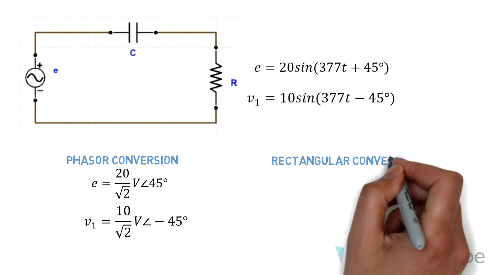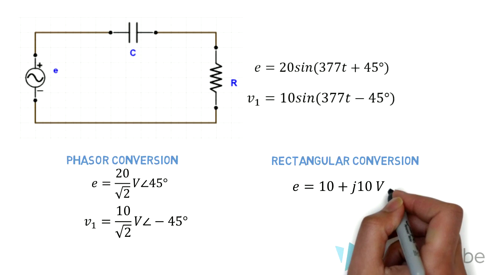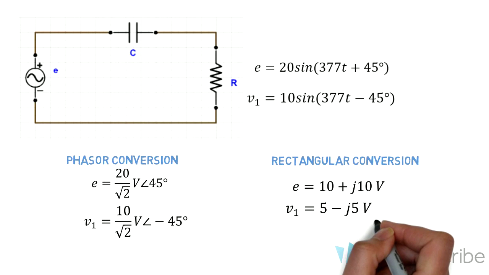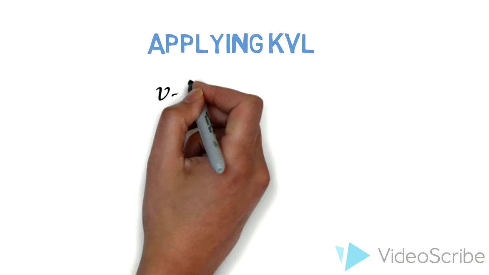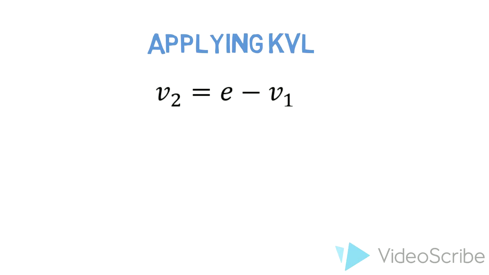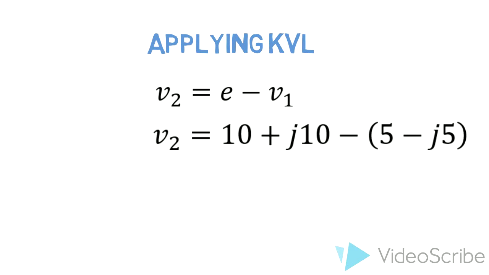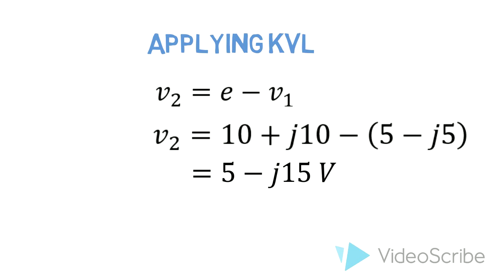Then using those conversion equations, we find that the power supply is given by 10 plus j10 volts, and the voltage across the capacitor is 5 minus j5 volts. Then we simply apply KVL, which yields this equation here. We simply substitute in the voltages that we just found, which is 10 plus j10 minus 5 minus j5, which gives us 5 plus j15 volts.